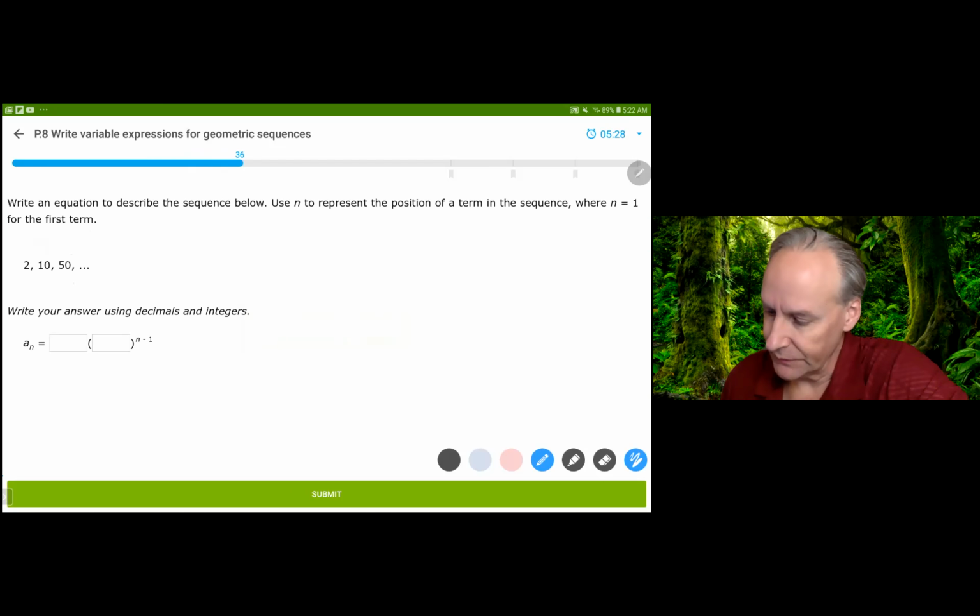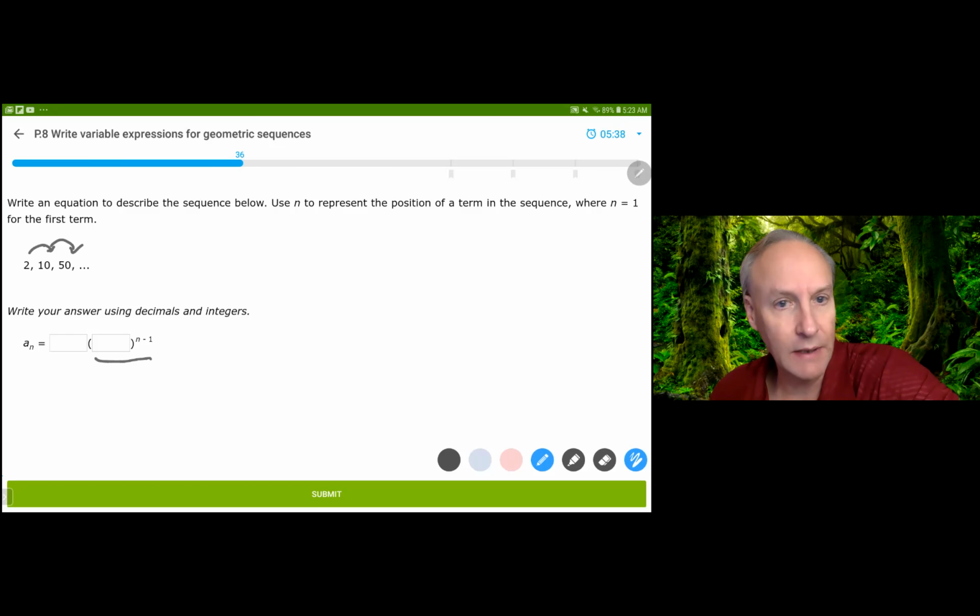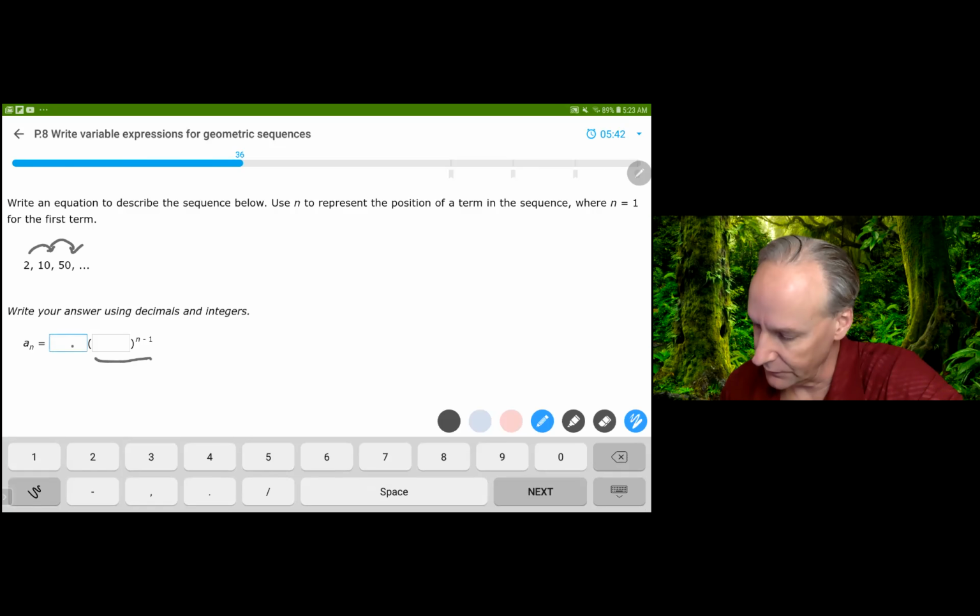Okay, this one we're multiplying. Think about what you're multiplying by. That's going to be your multiplier, and that's what goes in here. That's your geometric increase. We're multiplying by 5 each time, and we're starting with 2. So we have 2, and we're multiplying by 5, powers of 5, as a matter of fact.